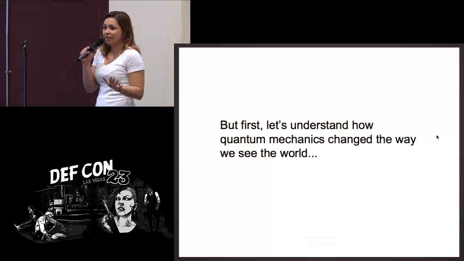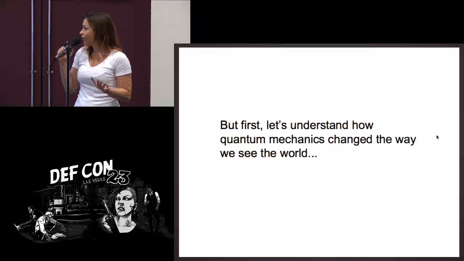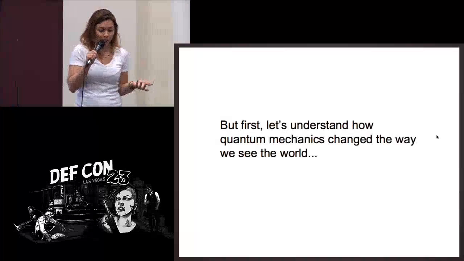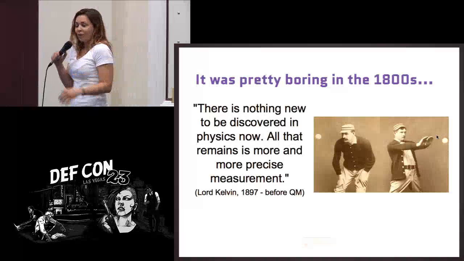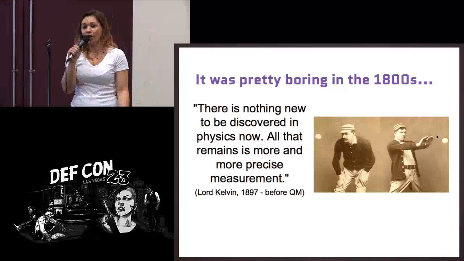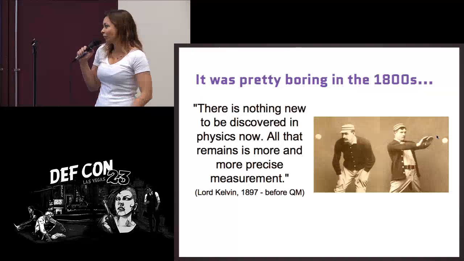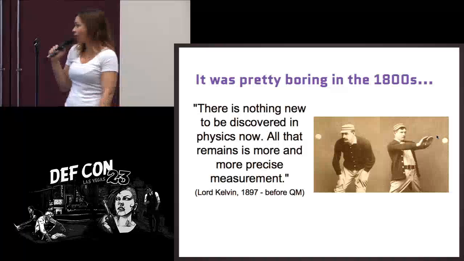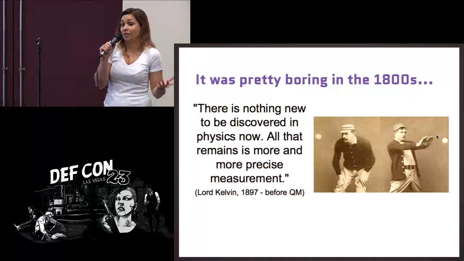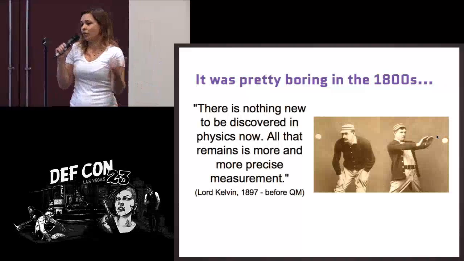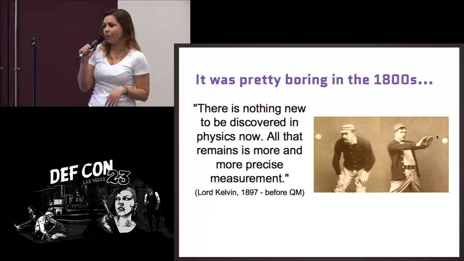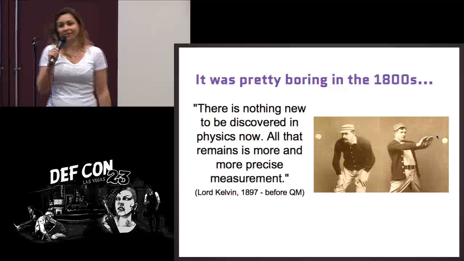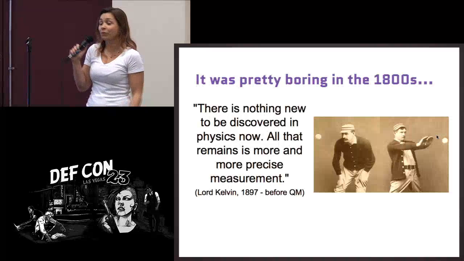So let's not get ahead of ourselves. Let's first try to understand a little bit of quantum mechanics and how it changed the way physicists and scientists in general look at the world. Back in the 18th century, it was really boring. There was nothing much going on by the end of that century, and one of the famous physicists at that time, Lord Kelvin, even mentioned that there was nothing else to be discovered in physics. Everything else was just more precise measurements. We're done. But he didn't know that there were a lot of things still to happen, and this was before quantum mechanics.